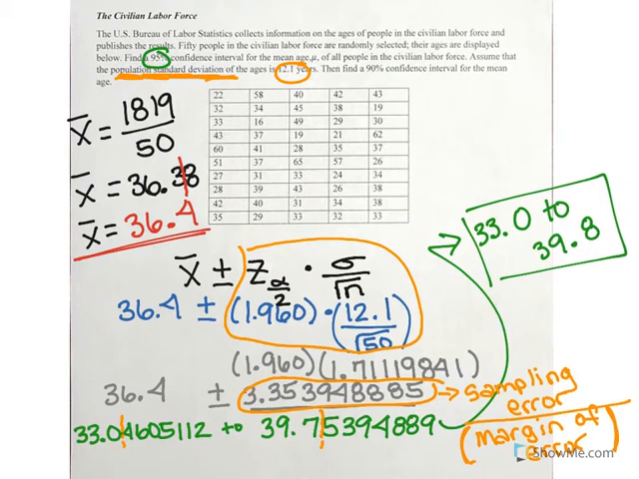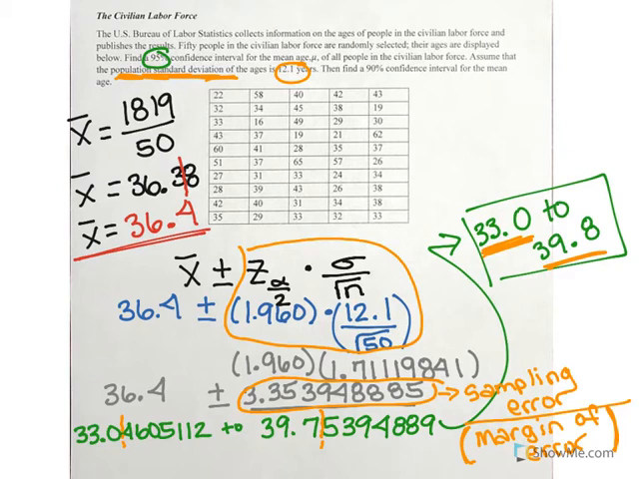So that's how you're coming up with an interval of 33.0 to 39.8. So that means the age, if I'm doing a 95% confidence interval, should fall somewhere between 33 years old and 39.8 years old. Okay, that's what you're looking at. That the mean age for all the people in the civilian labor force would fall somewhere between those two numbers.